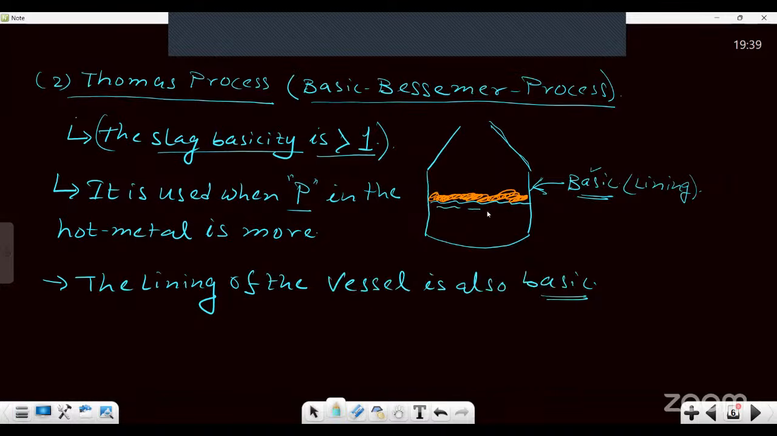Now, if the slag itself is acidic and the lining is basic, then what is going to happen? The acidic slag will attack the basic lining and eat up the lining, meaning corrode the lining. So the lining will get damaged, obviously. So the idea is if the slag is basic, you will have to have a basic lining. And in the Thomas process, the basic Bessemer process, we are actually using this.